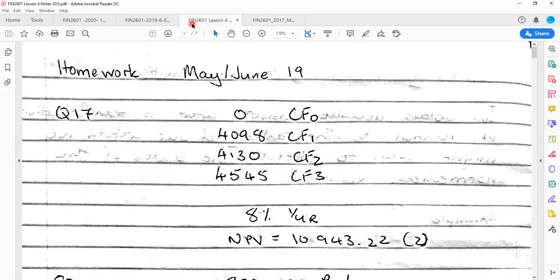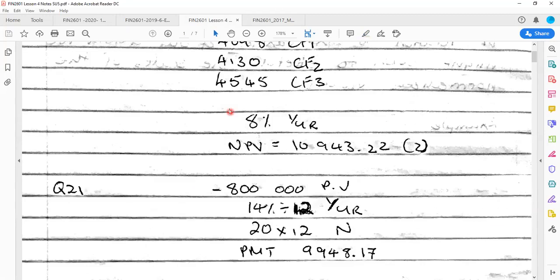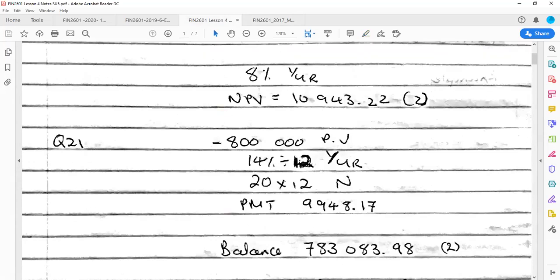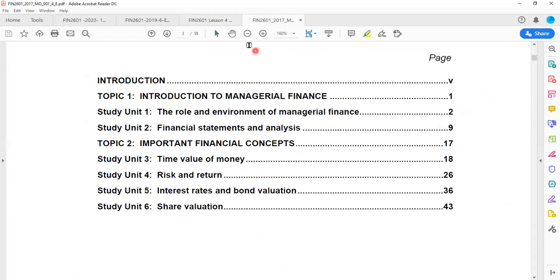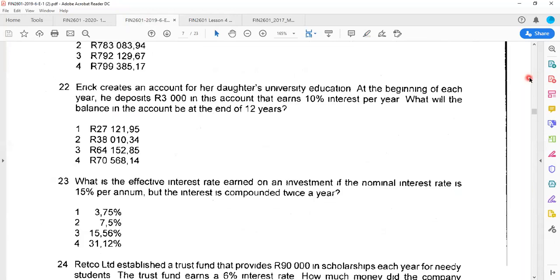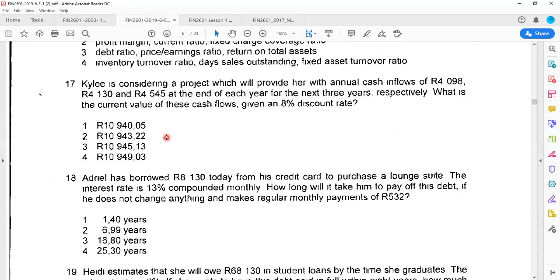In the previous recording, I asked you to look at some selected questions from May, June 2019, in particular questions 17, 21, 23, and 24. Let's go through those briefly, and then when we're done, I will take you through interest rates and bond valuation. From May, June 2019, I asked you to look at question 17. It was a time value of money question.